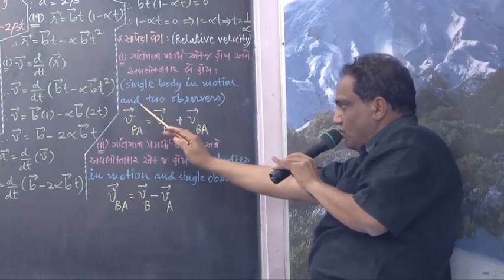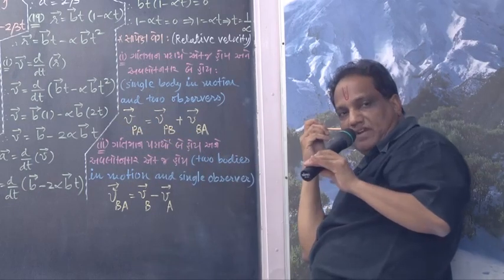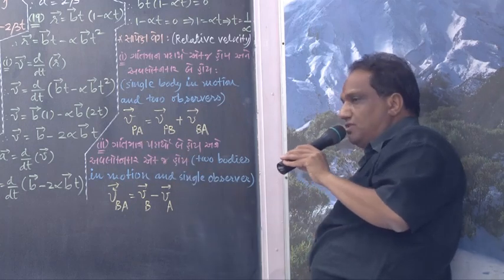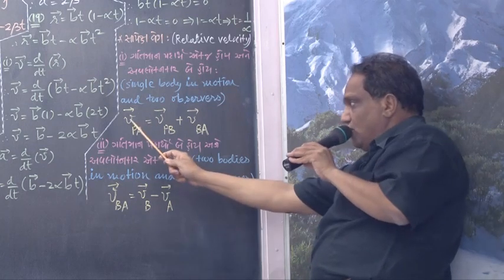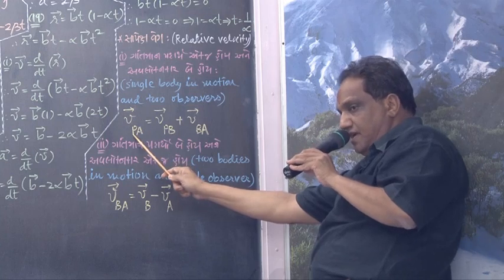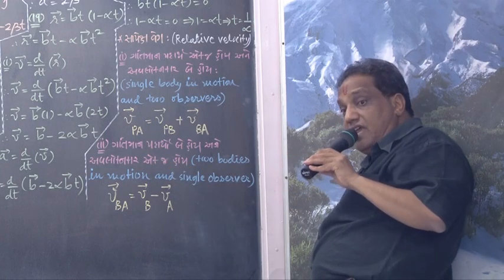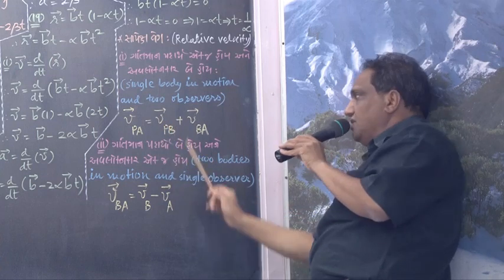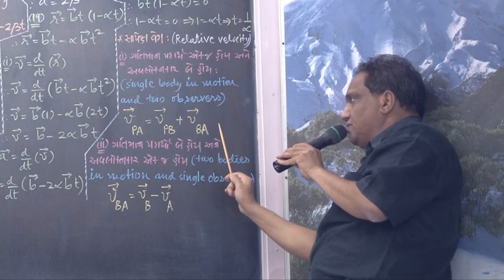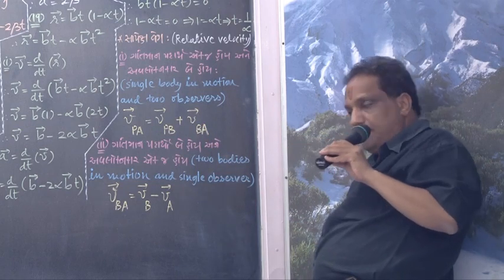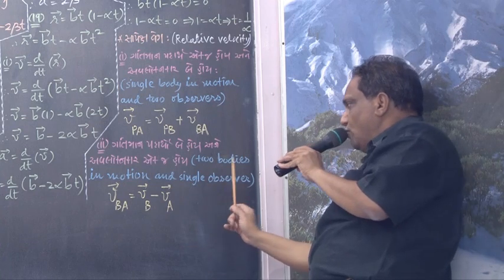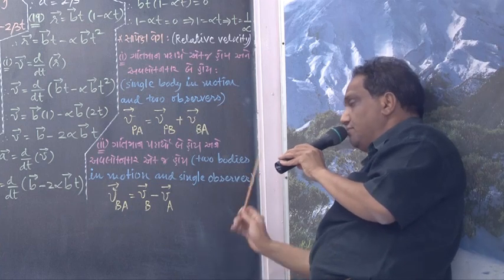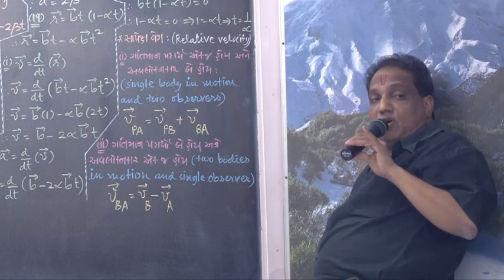What do you mean by vector V_PA? Here P is a moving particle and A and B are observers. So this is velocity of particle P with respect to observer A. This is velocity of same particle but with respect to observer B. This is velocity of observer B with respect to observer A.